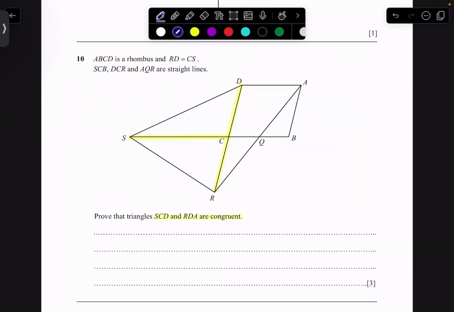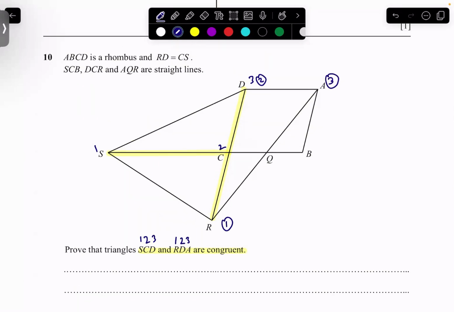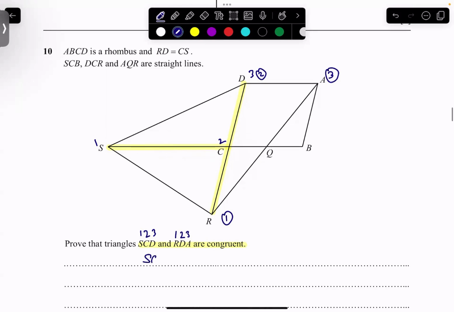SCD. So how I like to do this question is to label their positions. S, C, D, and R, D, A are congruent. We have ABCD is a rhombus as well. So looking at the positions, let's start with 1, 2. The position 1, 2, SC equals RD, which is actually given to us. The first thing that we got. So this is the given.